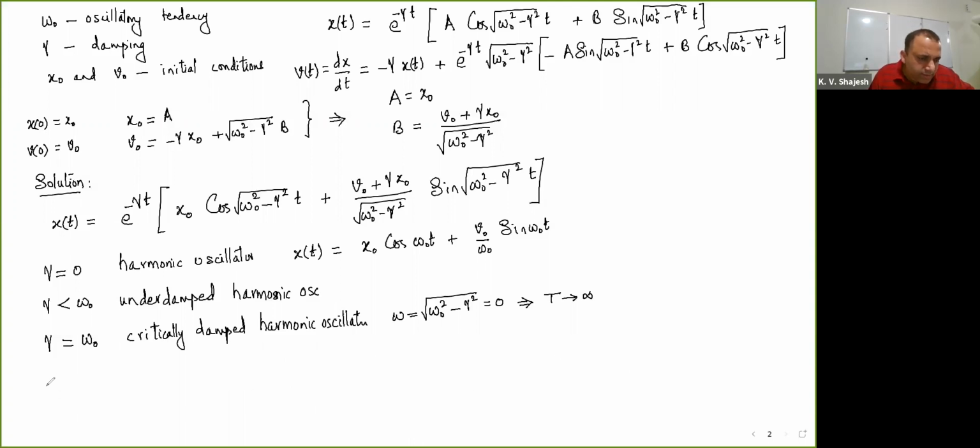about that. And then we, of course, have the scenario when omega naught is less than gamma, so that is when the damping term dominates over the oscillatory term, and this will be called overdamped. Overdamped solution.